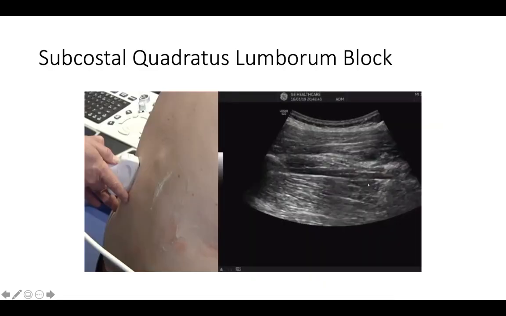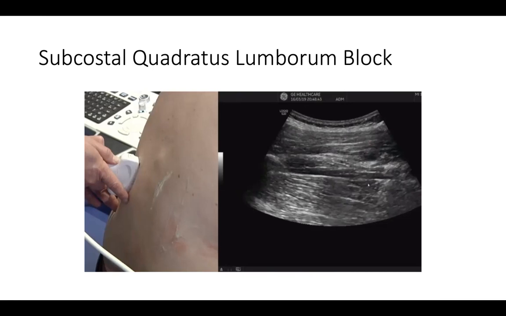Now there is another variant called the subcostal quadratus lumborum block, and this can be done in sitting position. This is nothing but a variant of QL3 block. Here the probe is placed in parasagittal position near the transverse process. The patient is in sitting position. This can be done pre-operatively.